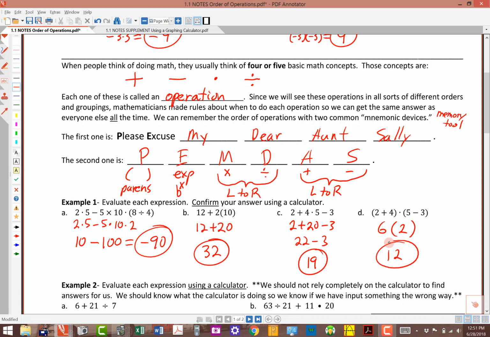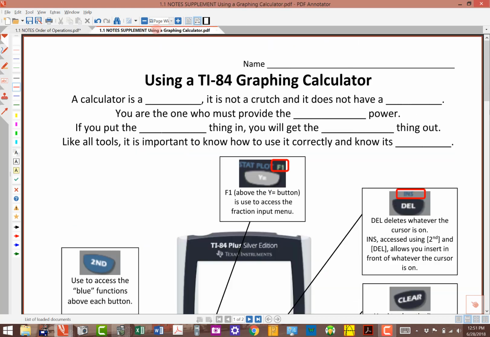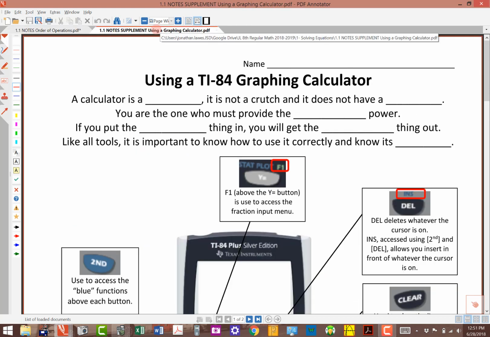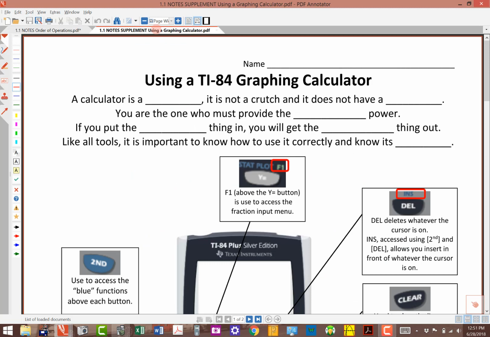Okay, so now what we're going to do is we're going to turn our attention to a calculator. So I'm going to first bring up this page right here. You should have a copy of this page. If you don't, grab one right now.